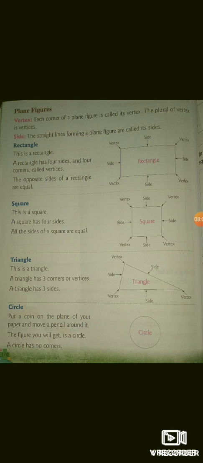Now come to circle. What is a circle? Put a coin on the plain paper and move a pencil around it. The figure you will get is a circle. A circle has no corners, no vertices. It is round in shape. There are so many examples of circle. For example, a coin, biscuits come in circular shape, etc.